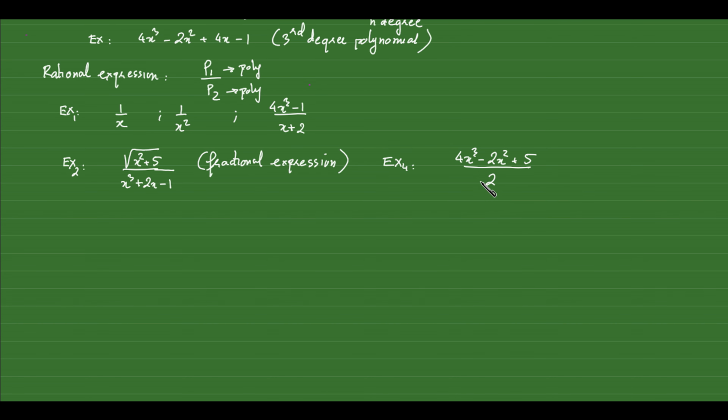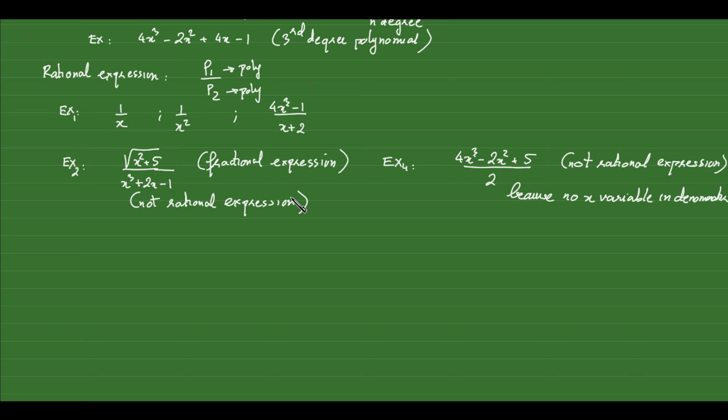So this one here is not a rational expression because there's no x variable in the denominator. There's no x variable here. If this were 2x, then it would be a rational expression. So this is not a rational expression.